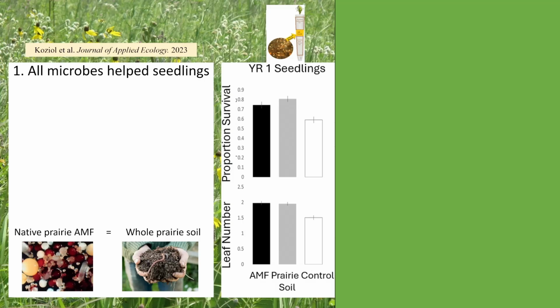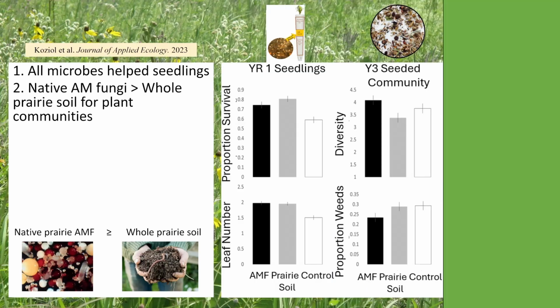First, I want to talk about what happened to those little native prairie plants we inoculated. Here in black is our native prairie AMF. In dark gray is the prairie whole soil, and in white the control. Up top is survival, and down below is productivity or leaf number. So you can see, looking at these bars, that both types of microbes were pretty similar. They both improved plant survival and improved plant growth. And this was year 1 data across all these sites. We followed these seedlings for 3 years, and this pattern persisted over time.